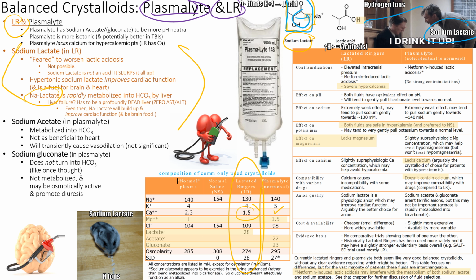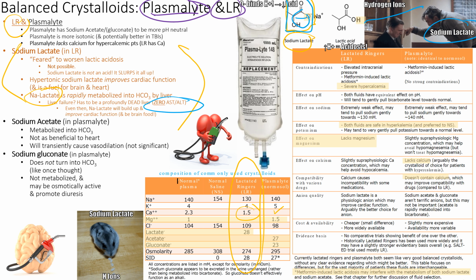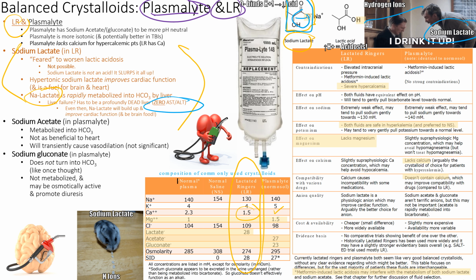That's the idea. And that gets converted in the liver, and your liver has to literally be dead, or have an AST and ALT of 0, before you have a problem with LR. You might want to pump the brakes and ask, is it okay that we give this, or should we maybe give Plasmalyte instead?